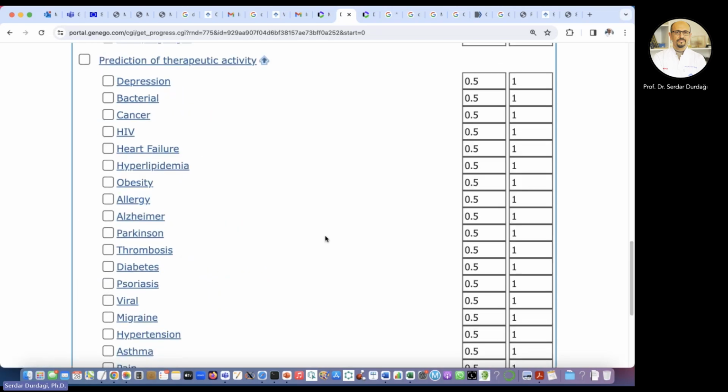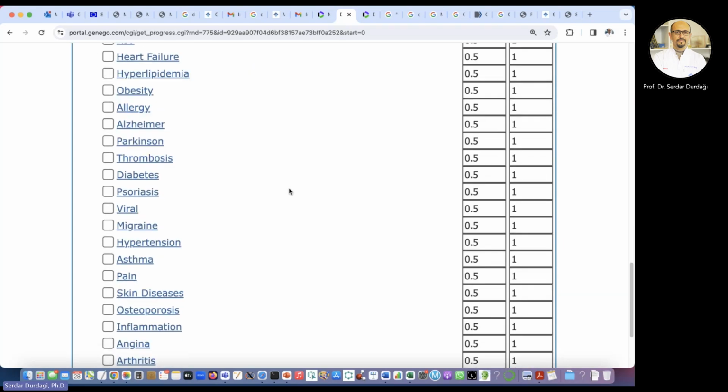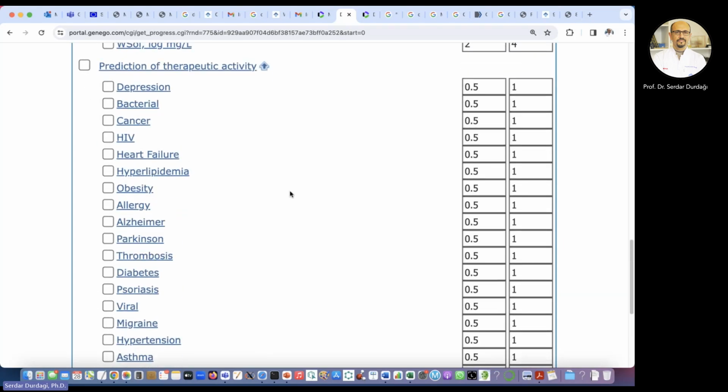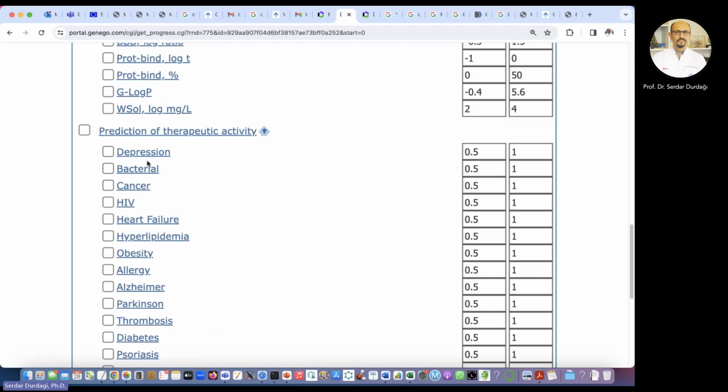Maybe this is the most important part, prediction of therapeutic activity. Here we have more than 25 different diseases, like depression, bacterial infection, cancer, HIV, heart failure, obesity, allergy, Alzheimer's, Parkinson's, and so on. As I said, if you give one molecule at the beginning and want to predict all of these diseases, you just click here, and at the end you will get information about this.